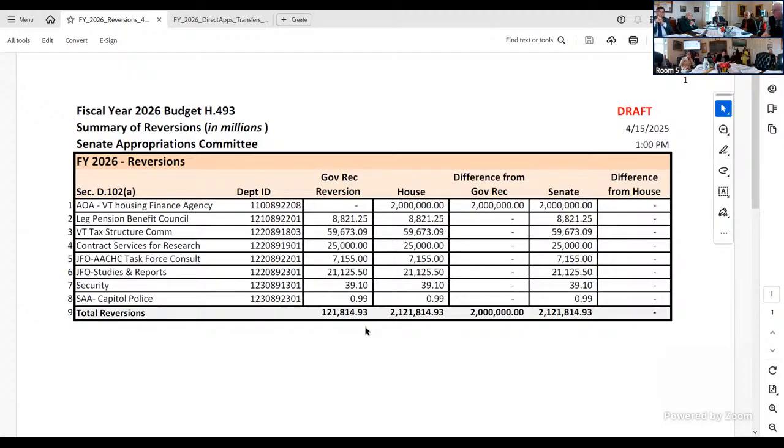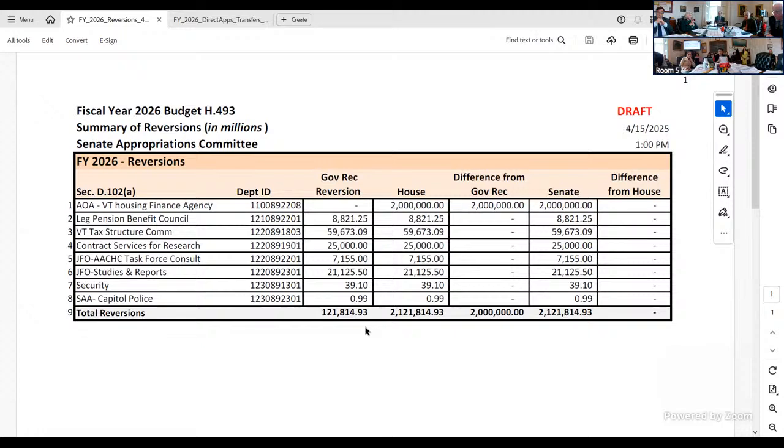And like you said, there's usually more reversions than this. A lot of them are already in the budget adjustment. In the budget adjustment, there'll be an update to the reversion list, because once they close the books, they'll say, oh, there's money here we didn't need. So any reversions we had in the BAs will be added to this list.